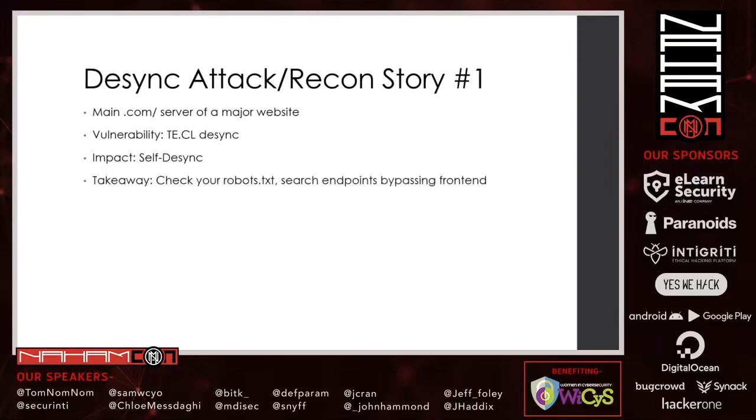The takeaway for this is definitely check your robots.txt file for any weird endpoints, and search for those endpoints bypassing the front end. You never know when the front end is acting as a security barrier, blocking specific endpoints. So it's good to try it out. And even if you have something like a self desync and a TE.CL, which typically doesn't show much security impact, sometimes you can actually get some pretty high impact from it.